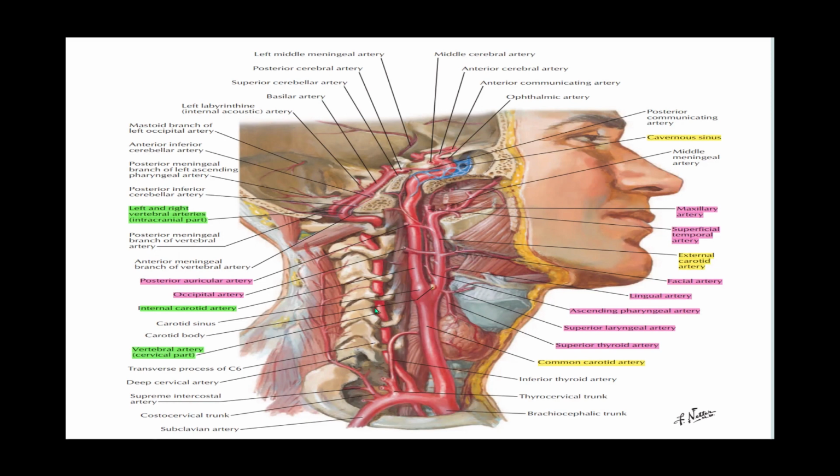And running through the transverse processes of the cervical vertebral bones is the vertebral artery. And then you can see the vertebral artery entering the intracranial cavity, the cranium. And then if you look there, you can see the right and left vertebral arteries uniting to form that basilar artery. So you can see our basilar artery there.